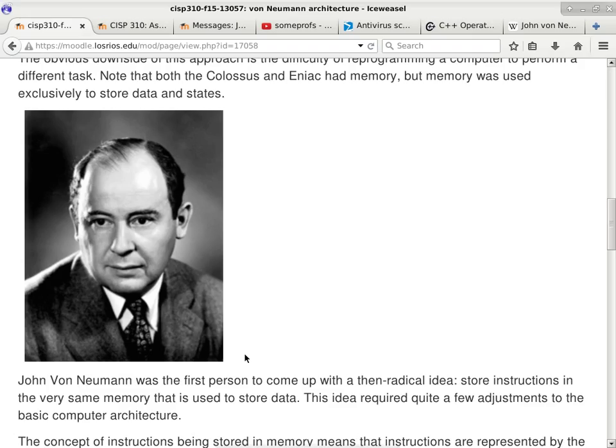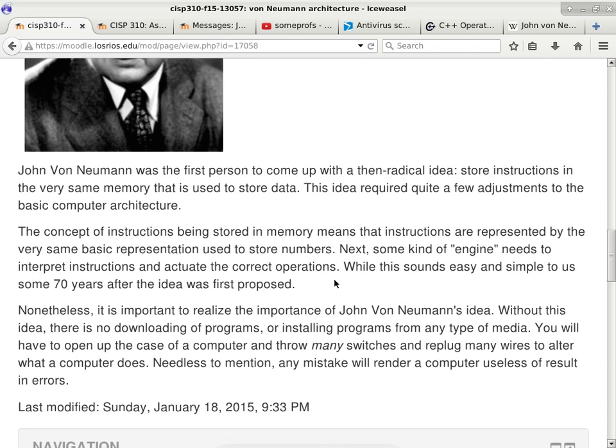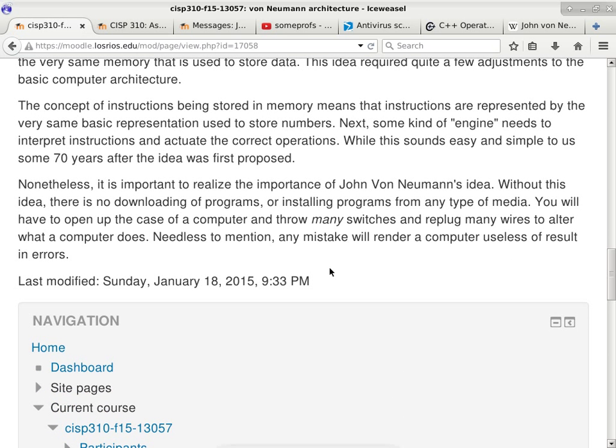Are there any questions about this picture? No, there's no question about the picture. Okay. All right. So that's the whole idea of the von Neumann architecture.